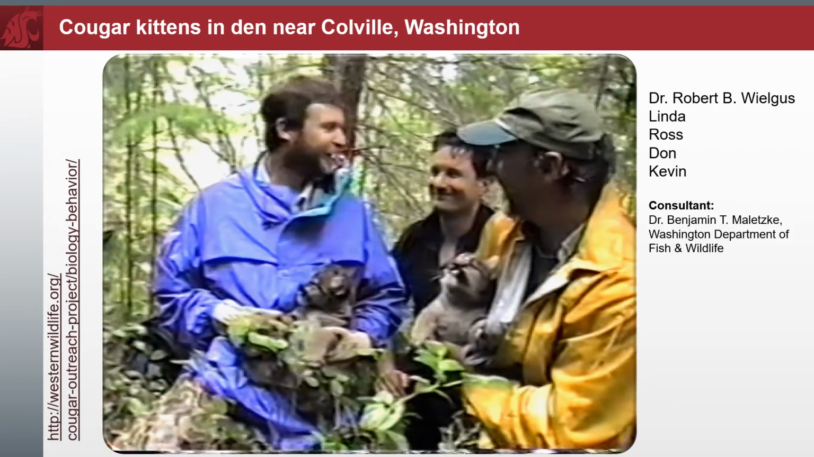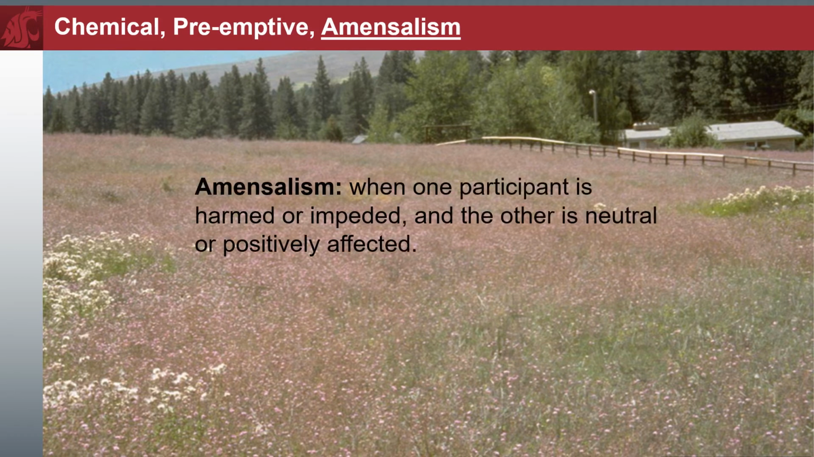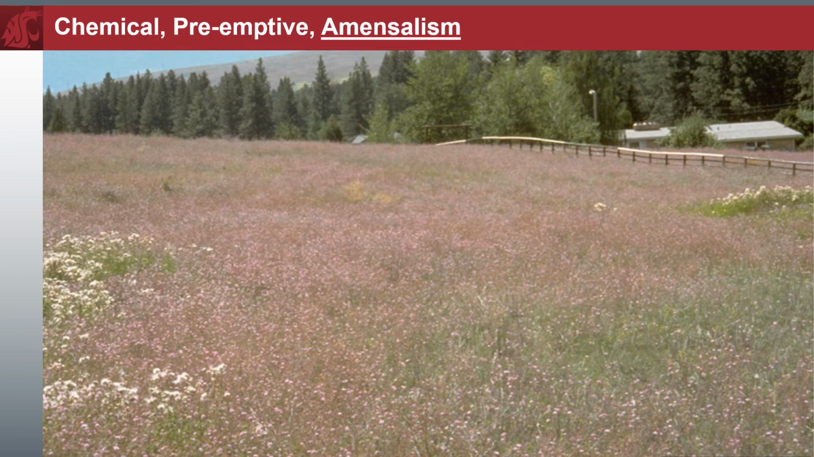We now take a step into some of the terminology used when discussing these interacting events, beginning with amensalism. This is when one participant is harmed or impeded, and the other is neutral or positively affected. Degradation occurs when something is introduced to the ecosystem or the habitat that causes harm. This is amensalism witnessed when an off-site noxious weed is introduced to a plant community.